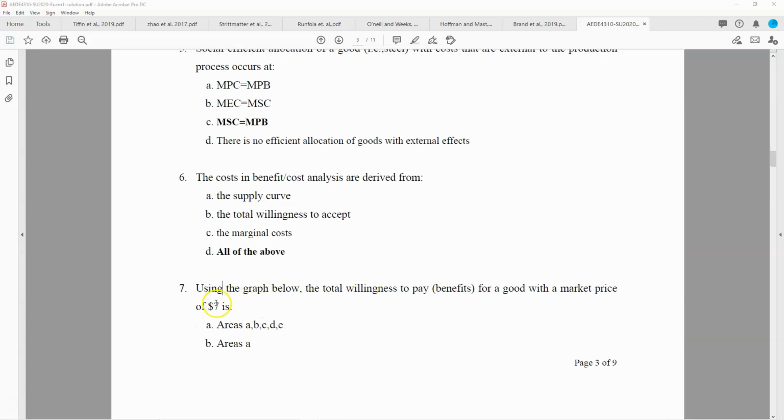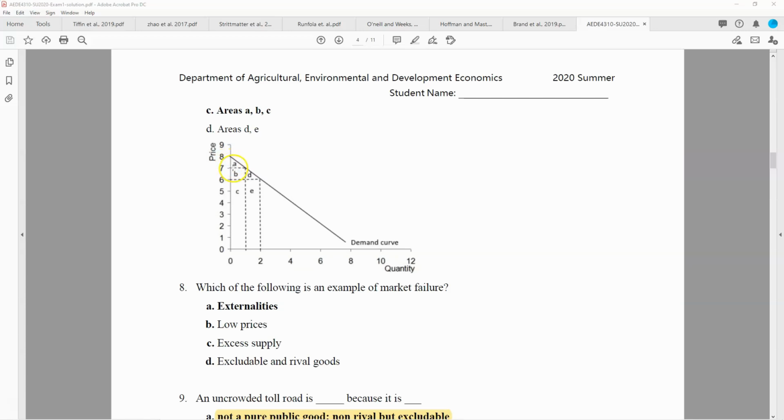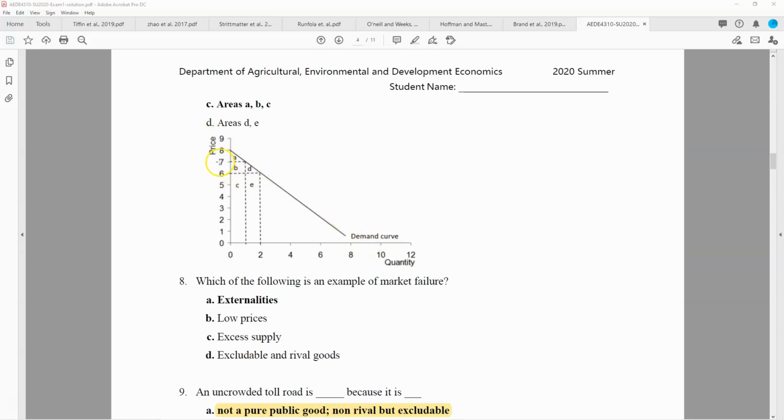For question 7, using the graph below, find the total willingness to pay or the benefits for a good with a market price of 7. Keep in mind, we need to find the total benefits rather than the net benefits, rather than producer surplus or consumer surplus. So the total benefits would be the area under the demand curve, and this downward sloping line is our demand curve. The market price is 7, and the market quantity corresponding to this market price would be 1. So the area under the demand curve would be A, B, C. So the correct answer is C.